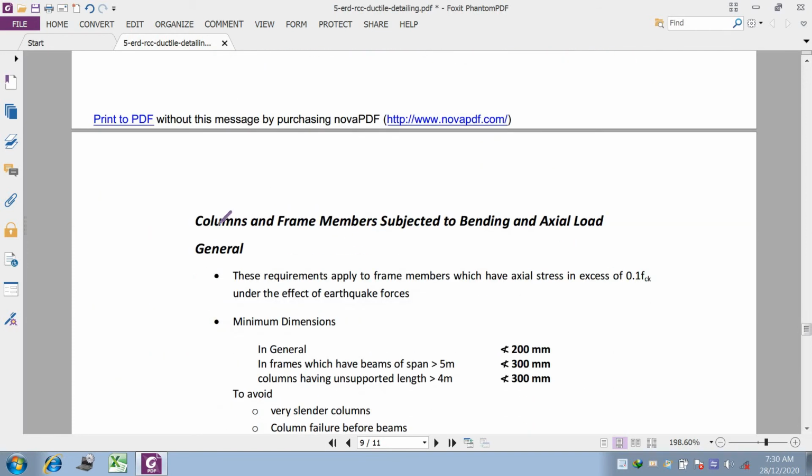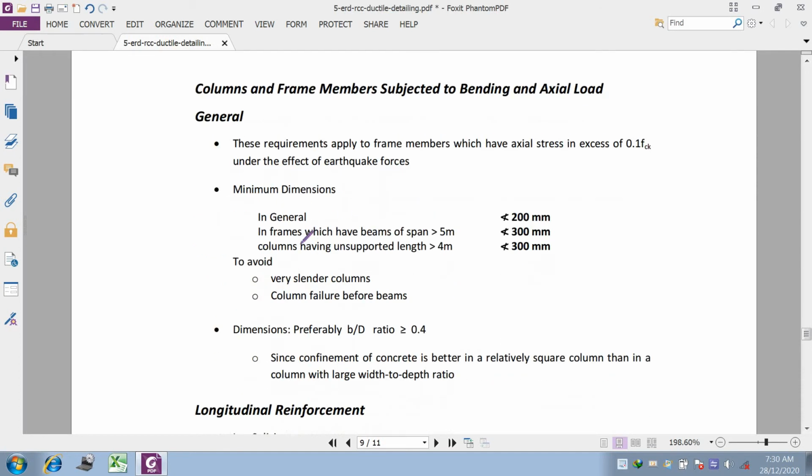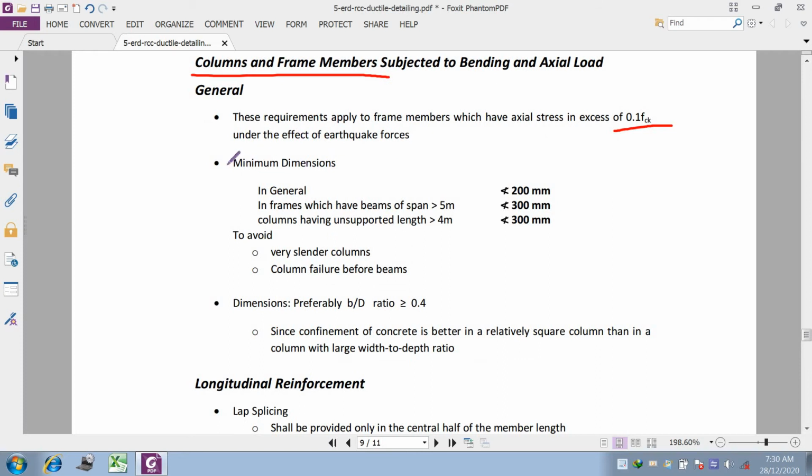Next, columns and frame members subjected to bending and axial load in general. So it is all about the column and frame. These requirements apply to frame members which have axial stress in excess of 0.1 fck under the effect of earthquake force. The minimum dimension suggested by the code is, in general, not less than 200 mm, and in frames with beams of span greater than 5 meter, not less than 300 mm.